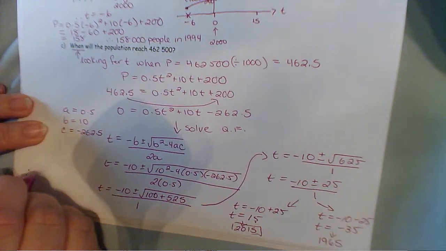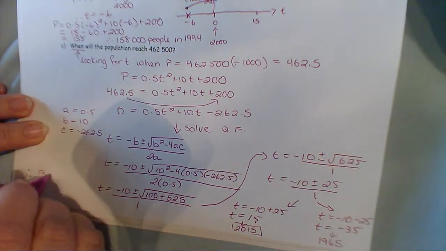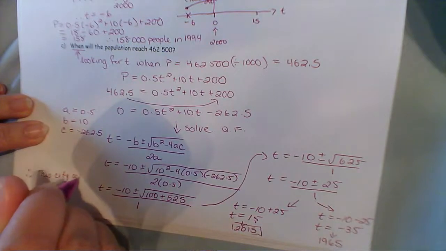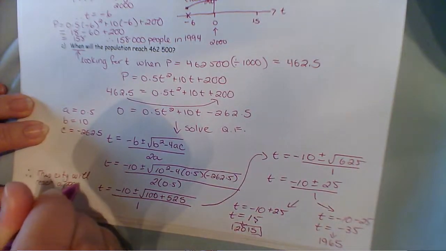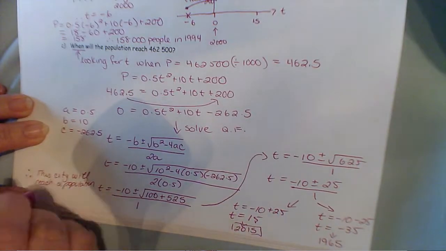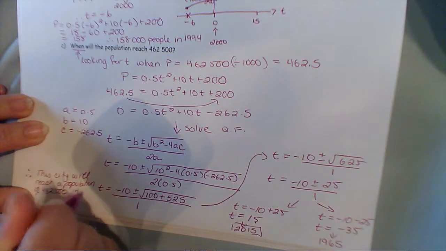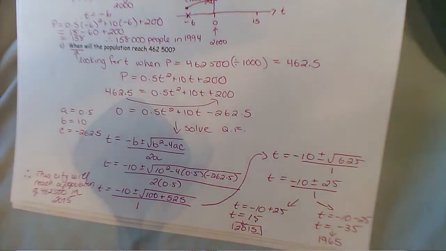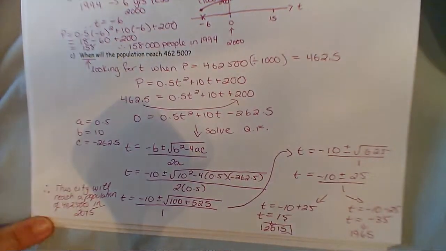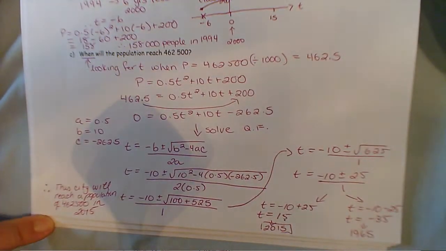So therefore, this city will reach a population of 462,500 in 2015. Okay, so we've answered the question. The city will reach a population of 462,500,000 people in the year 2015. So 15 years after 2000.